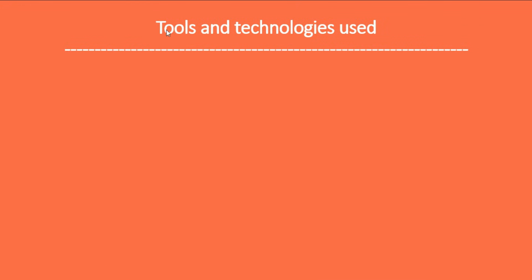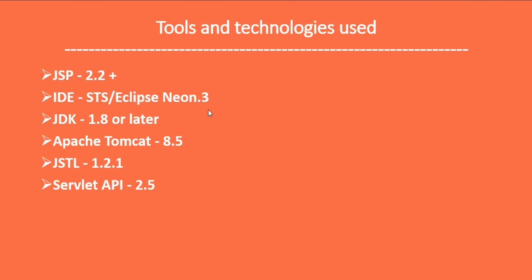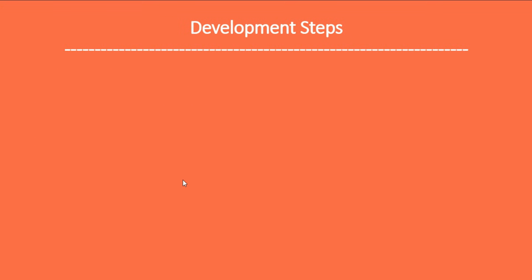So let's have a look into the tools and technologies that we will be using. We'll use JSP, and we use Eclipse IDE to develop this web application, and we use JDK 1.8 or later, and we'll be using Apache Tomcat 8.5, and we use JSTL and Servlet API. Alright, and we also use the MySQL JDBC connector to connect to the MySQL database using the JDBC API.